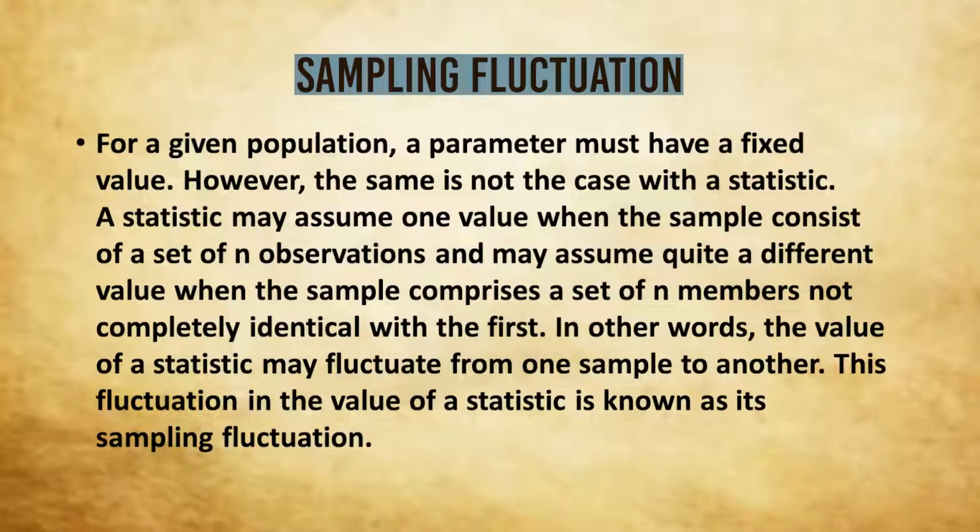Now see, for a given population, a parameter must have a fixed value. Like population mean, it must be fixed for a given population. But will a statistic remain fixed from one sample to another? Not necessarily. Suppose there are 2000 individuals in a population and I am interested in height, and my resource permits me to draw a sample of size 10, that is 10 individuals will be selected by me. I select 10 individuals randomly and measure their height. So the sample mean I have calculated.